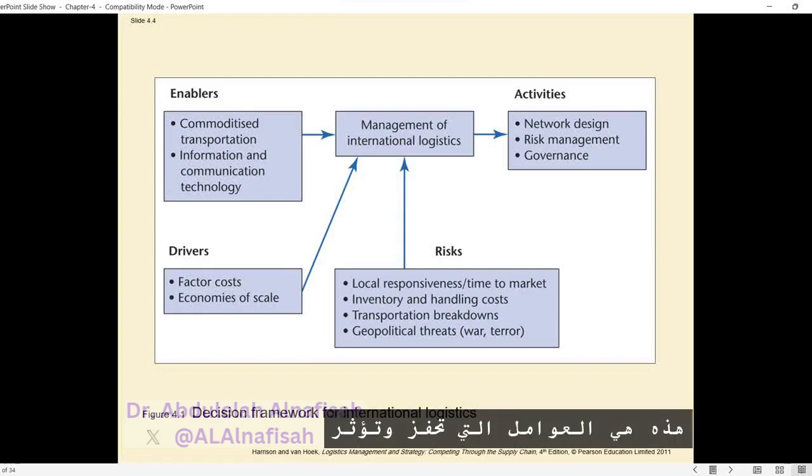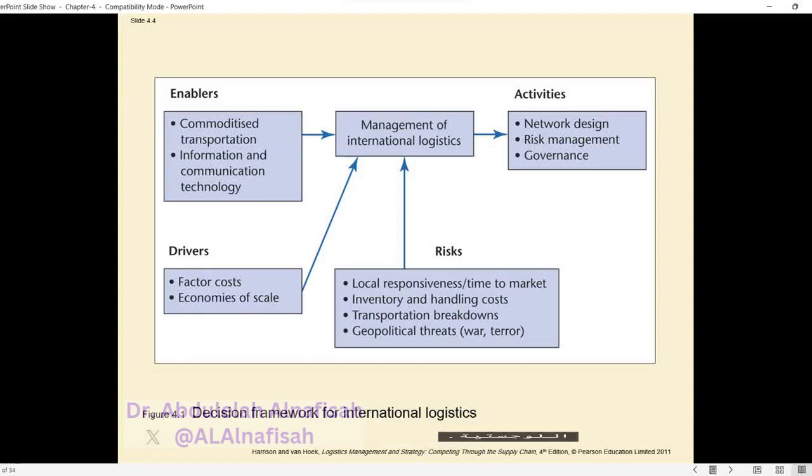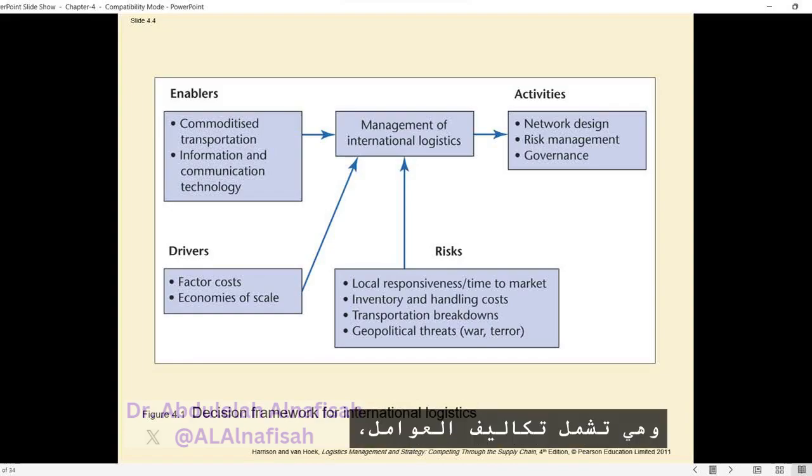Drivers. These are the factors that motivate and influence international logistics. They include factor costs, which means the differences in the costs of production inputs, such as labor, capital, and materials, across countries, and economies of scale, which means the benefits of producing large quantities of output at lower costs per unit.